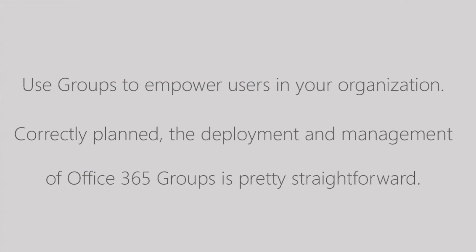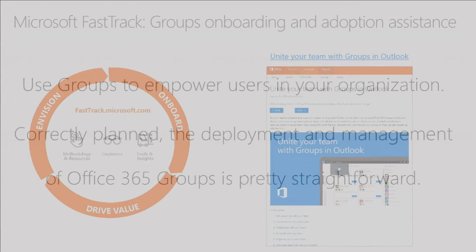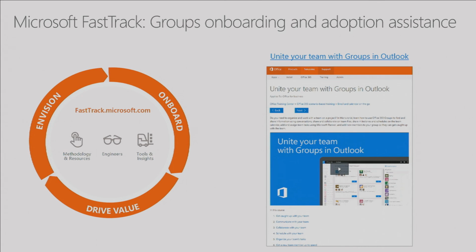To summarize, you have everything to empower your users to collaborate in your organization using groups now. With a bit of planning, with a bit of information that's being shared today, using groups in your organization is pretty straightforward, so go for it. And if you still need more help, you have FastTrack. FastTrack now supports groups. So you can go and call your FastTrack.